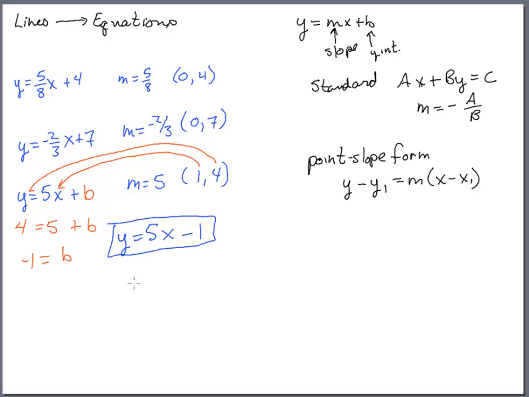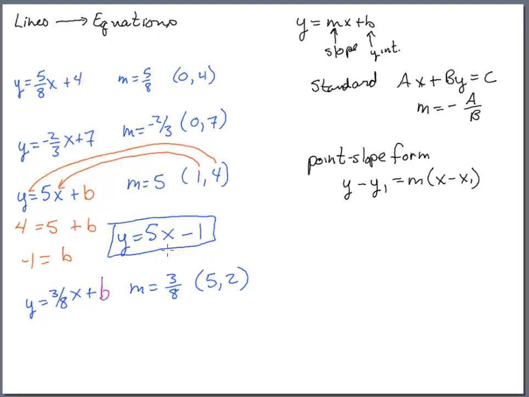Let's get a little tougher one. What about slope of, say, 3/8, and it goes through the point 5, 2? This is how it'll work. You have y equals 3/8 x plus, we don't know. I'm going to put it in a different color because we don't know it just yet.